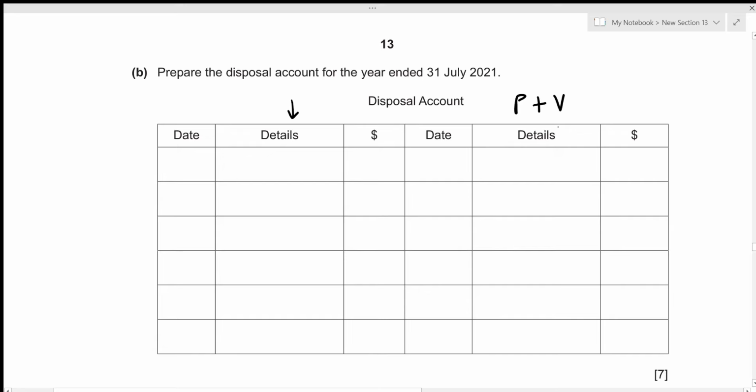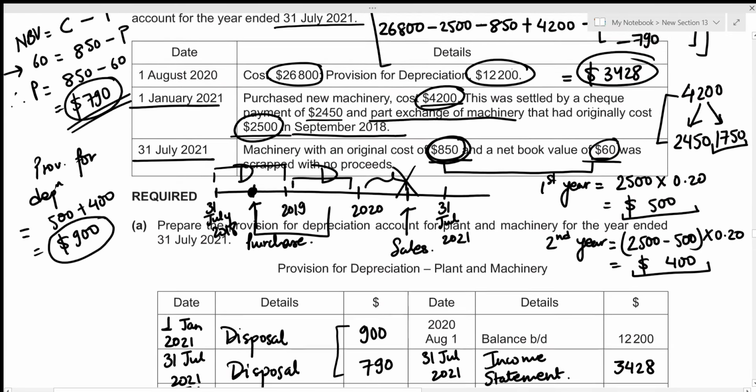And then we figure out whether there was a loss or profit on disposal. So if there is a profit on disposal, that will be recorded on the debit side. And if there is a loss on disposal, that will be recorded on the credit side. Okay, now let's start by recording our disposed assets at their original cost. Let's have a look at the above information.